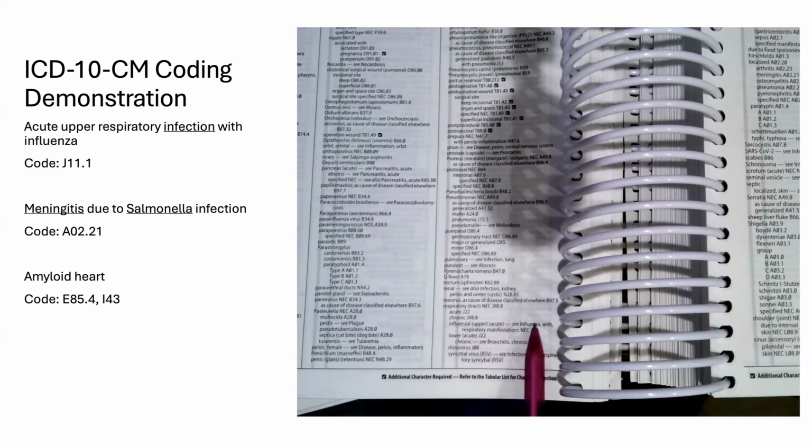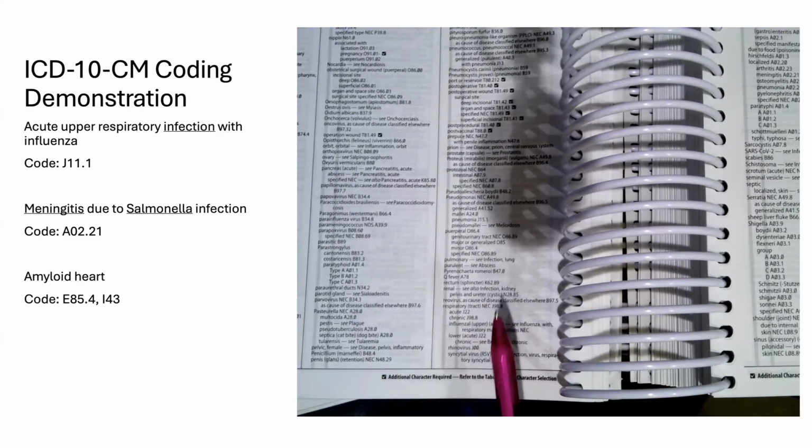But it doesn't give me the code. Instead, what it gives me is a cross-reference. A cross-reference is when it tells you to go somewhere else. So that's what this C is. See influenza with respiratory manifestations. So this is a good point here.